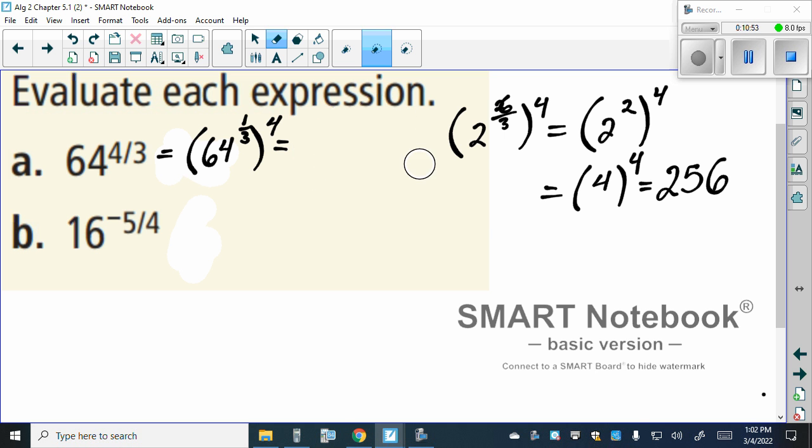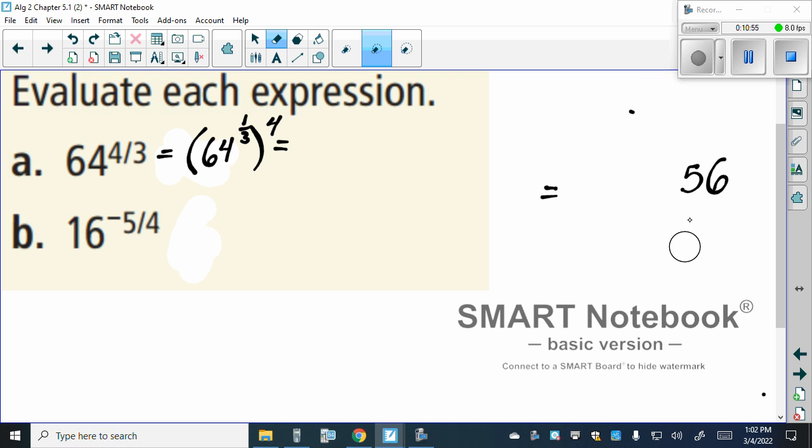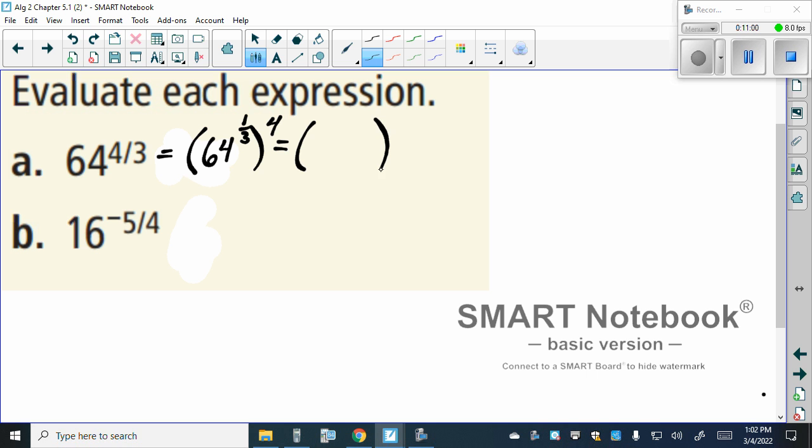So I'll show you that here. Because, well, this is 4, because the cubed root of 64 would just be 4, then we can just say 256. But using 2 works out just as well. It just has a few more steps to it. Any questions on this here? Let's look at the next one.